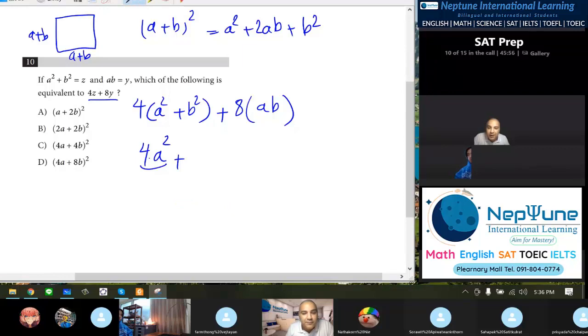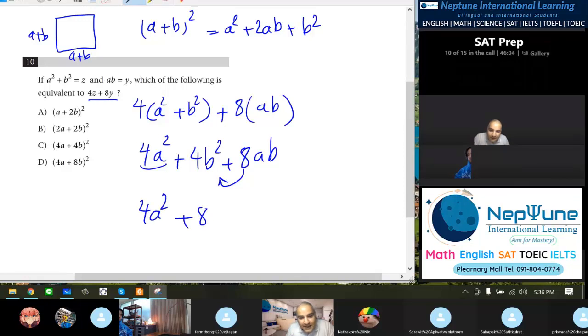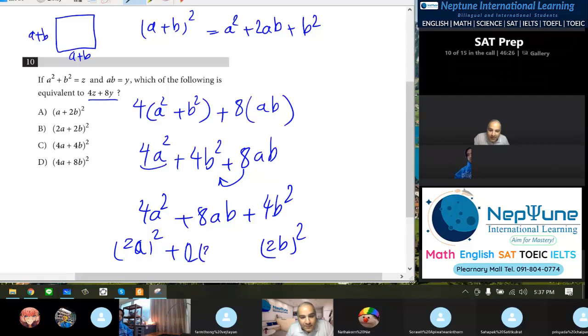So 4a squared, 4b squared plus 8ab. Let's rearrange it and write it this way: 4a squared plus 8ab plus 4b squared. Now it looks like this: this is 2a squared, this is 2b squared, and this is 2 times the first term, 2a, times the second term, 2b. So that's a perfect square. I can write it as 2a plus 2b, squared.